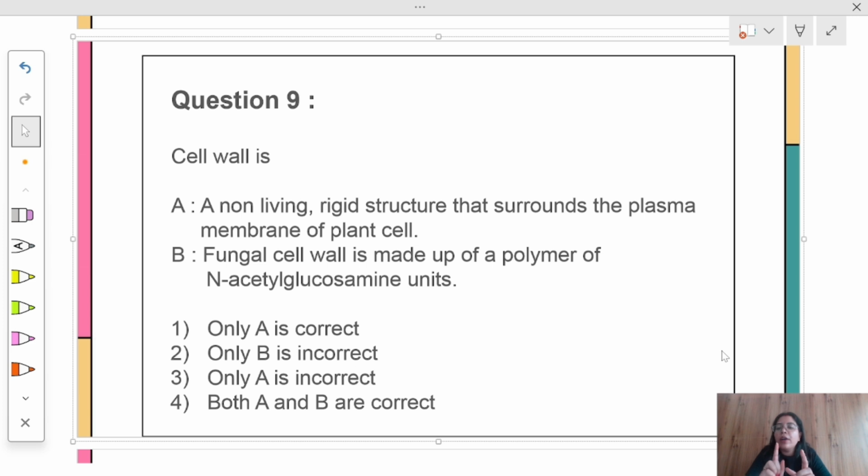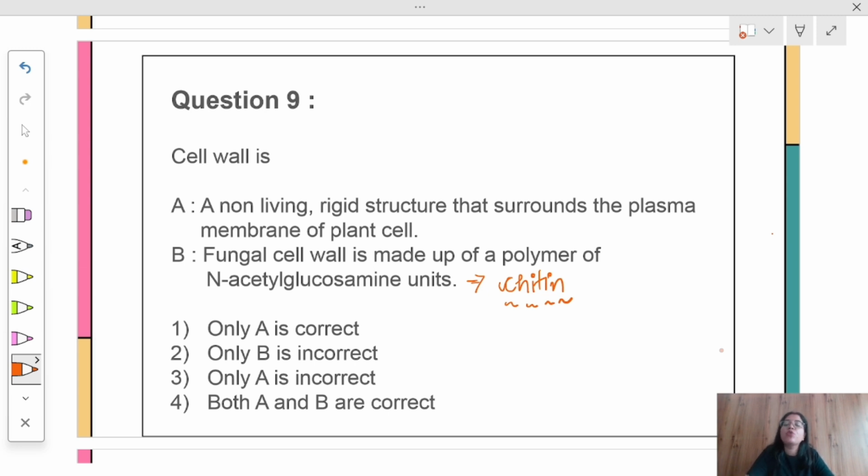That is its role. Now, the fungal cell wall is made up of a polymer of N-acetyl glucosamine units. Correct only. What is considered as a polymer of N-acetyl glucosamine? Can you tell me? The polymer of N-acetyl glucosamine is chitin, right? In biomolecules also you have learned chitin is a polymer of N-acetyl glucosamine. So the fungal cell wall is composed of chitin, a polysaccharide which is a polymer of the sugar N-acetyl glucosamine. So both the statements are correct here.